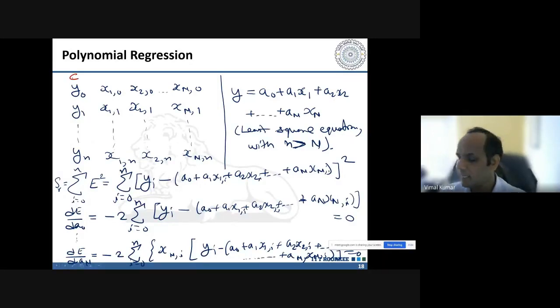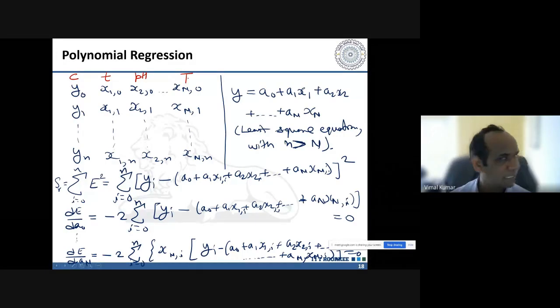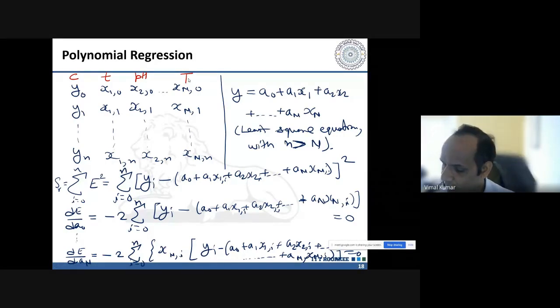Concentration is a function of time, pH, and temperature. It may not be correct actually, but let's assume so. So there are three independent variables: x1, x2, xn. In the previous case, I had only one independent variable and one dependent variable. Now I'm predicting a concentration in a reactor, which is a function of temperature, pH, and time. I'll show you one example for this also.